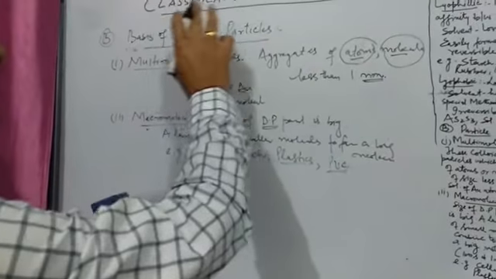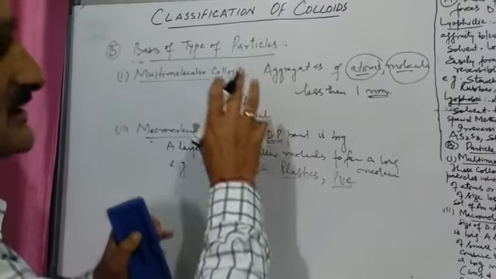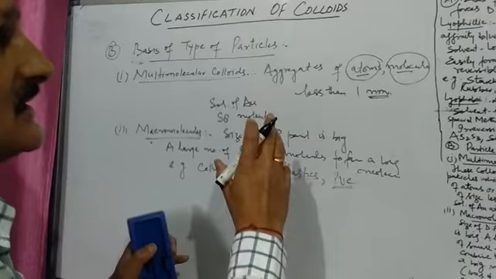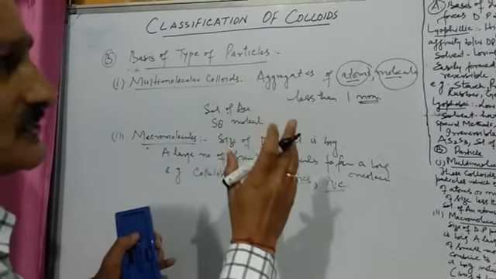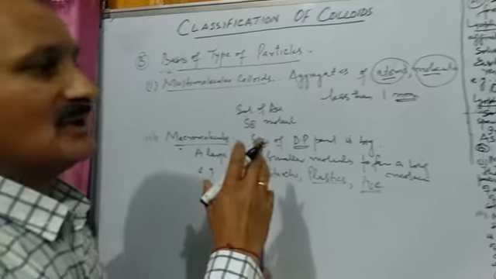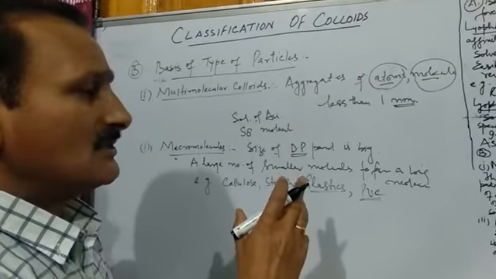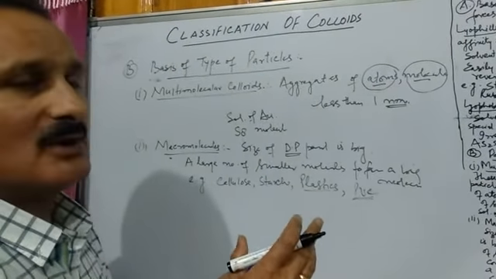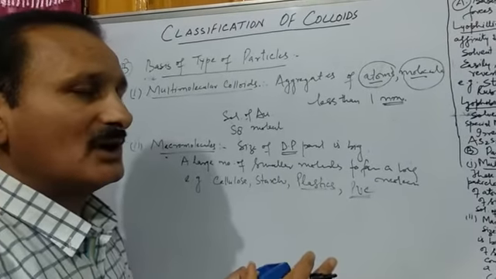So in the classification of colloids, we have classified colloids on two bases. On the basis of interactive forces, there are two classes, lyophilic and lyophobic colloids. Then on the basis of particle type, there are again two classes, multimolecular colloids and macromolecular colloids.